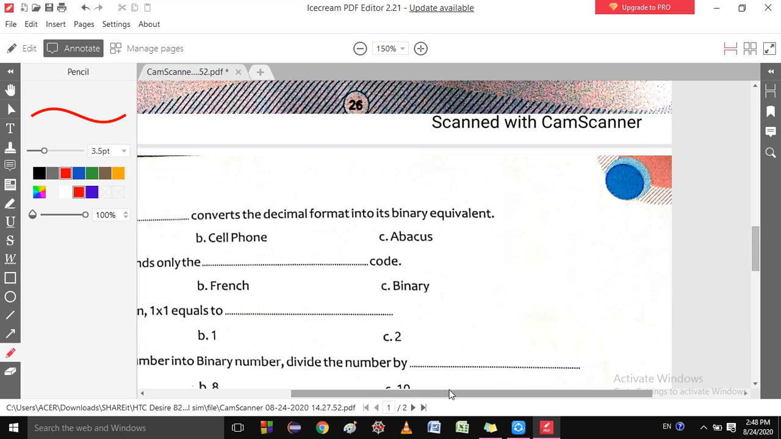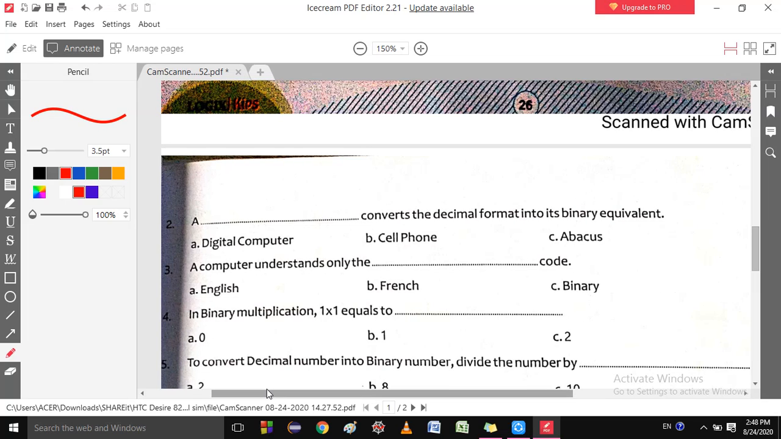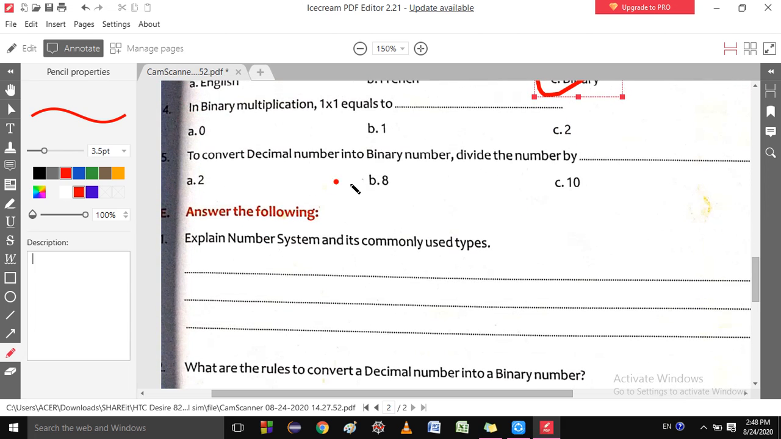Next question. A converts the decimal format into its binary equivalent. So a digital computer converts it into binary form. A computer understands only which language? Binary number. Next question. To convert a decimal number into a binary number, divide the decimal number by 2.